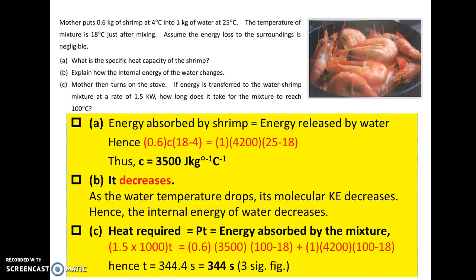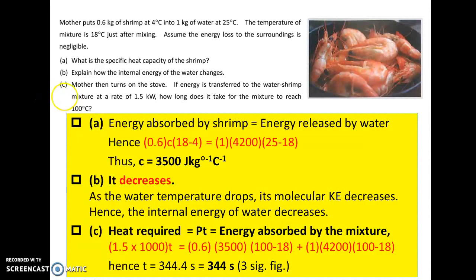And now, what about the internal energy of water? How does it change? The water temperature decreases, and so its molecular kinetic energy also decreases. In this way, the internal energy decreases.